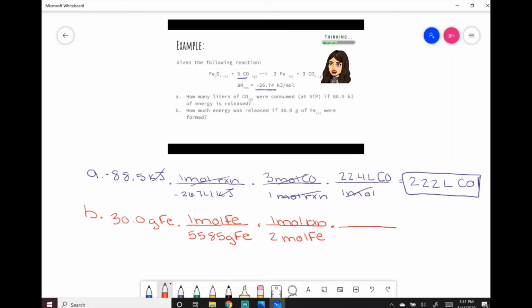And now we can figure out the energy by plugging in that our 1 mole is equal to negative 26.74 kilojoules of energy. So I can go ahead and cross out those. So again, I converted my grams into moles. I used my mole of my product to the 1 mole of reaction. And then I used my delta H of reaction right here and plugged that in. And I'm going to get negative 6.64 kilojoules will be released. So that's how much energy will be released if 30 grams of iron are produced.